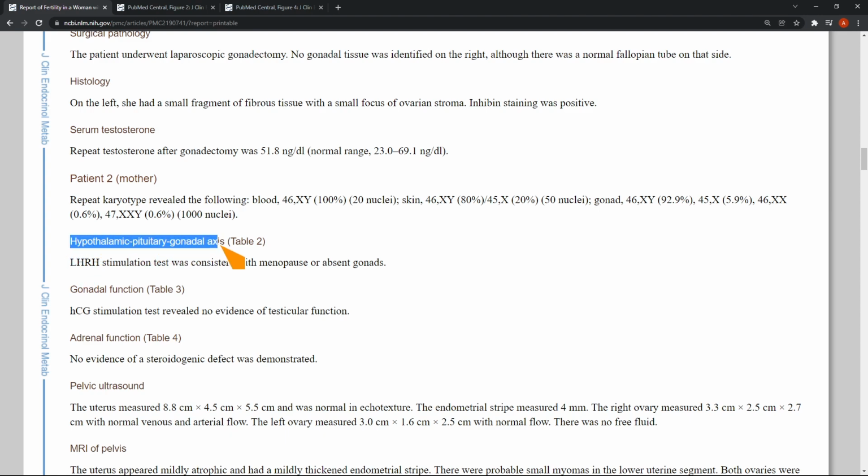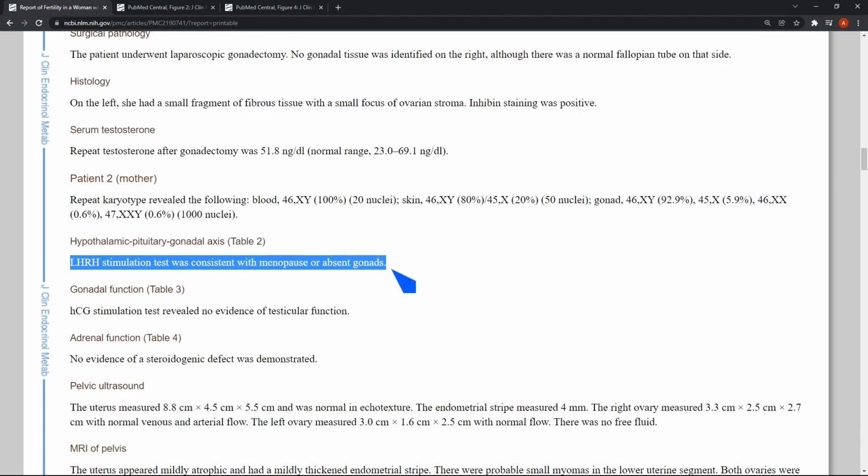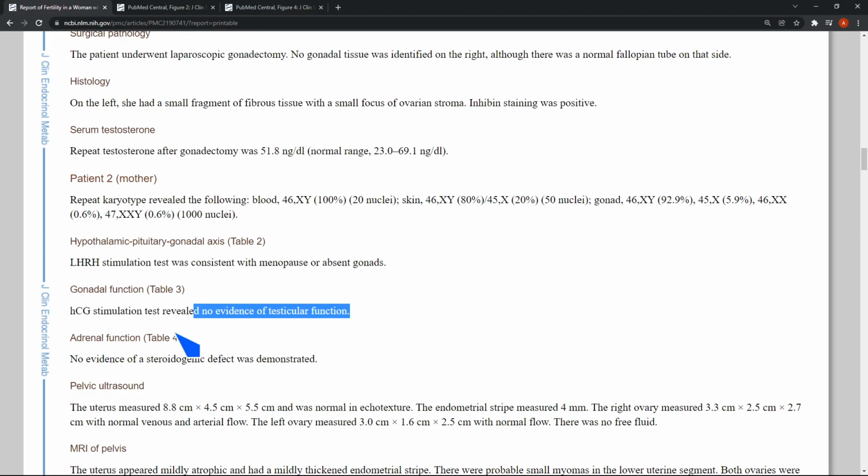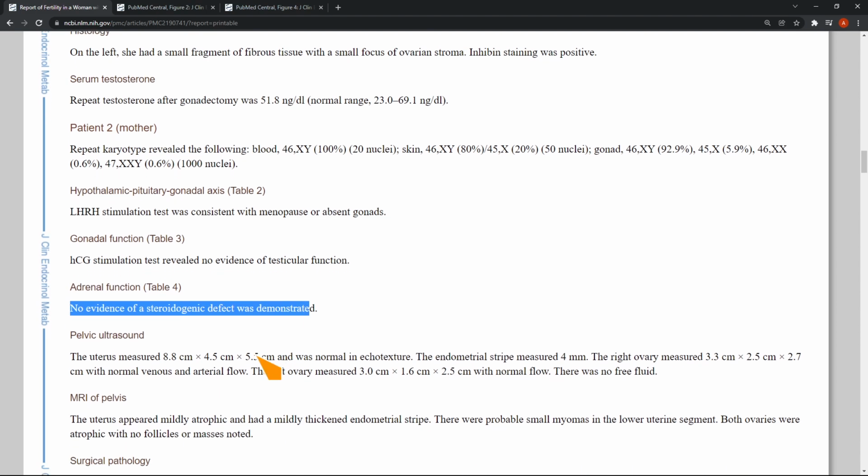So this is the hormone treatment tests. So the LHRH stimulation test was consistent with menopause or absent gonads, meaning that the response to this hormone wasn't observed, but that's because she had already gone through menopause and no longer had functioning ovaries in that way. So her gonadal function, this is the HCG test, revealed no evidence of testicular function. She didn't have testes, so totally expected. Her adrenal function was totally normal.